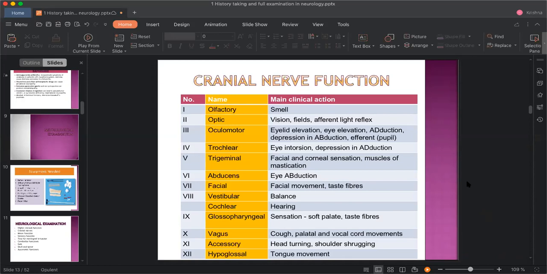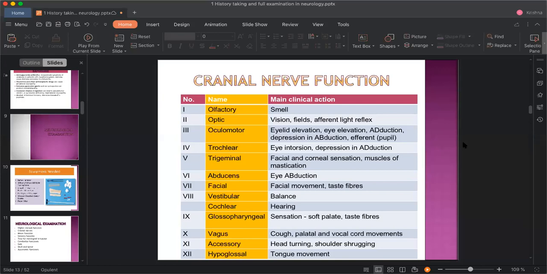Now, the second important part of central nervous system examination is cranial nerve function. Now we all know, or every student knows, what the cranial nerves are. This is one of the favorite questions of the examiner. So even if you don't know or have forgotten, this is a very good time to revise them. There are 12 pairs of cranial nerves in our body, from first to 12.